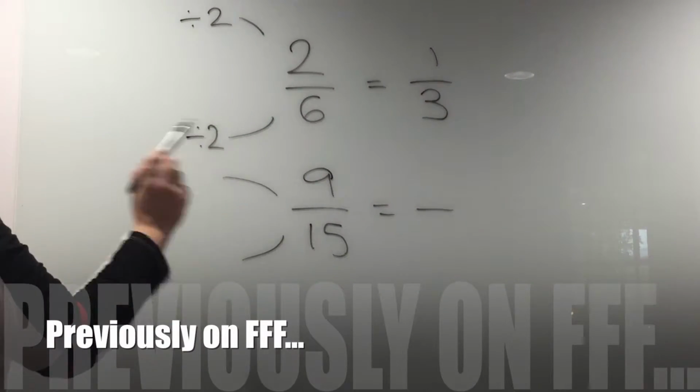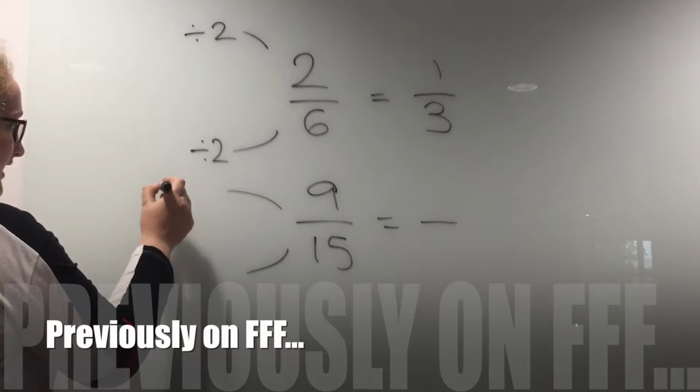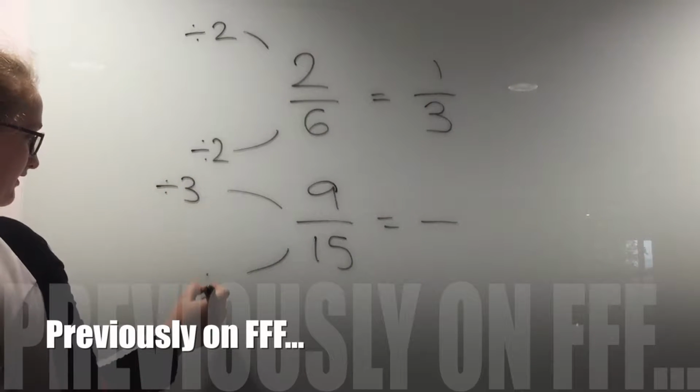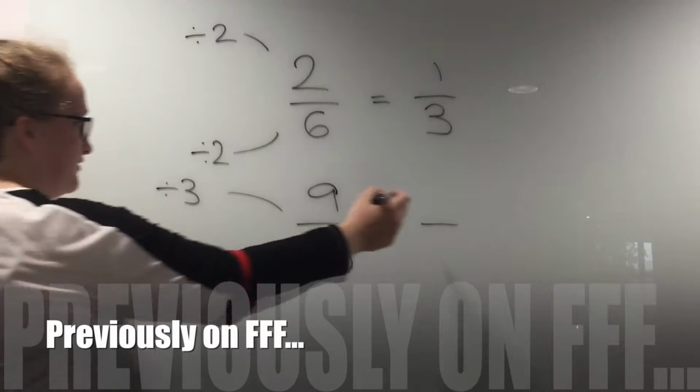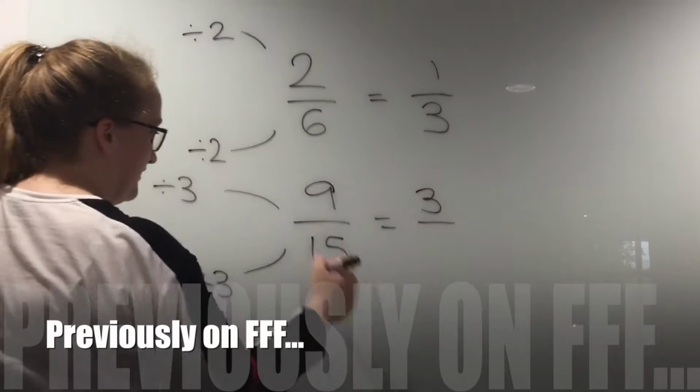Same here again, looking for the common factor. And I know that both of them are divisible by 3. So we divide the top one by 3 and the bottom one by 3.